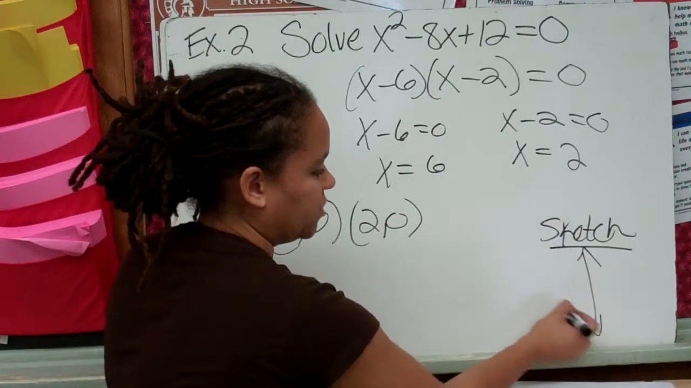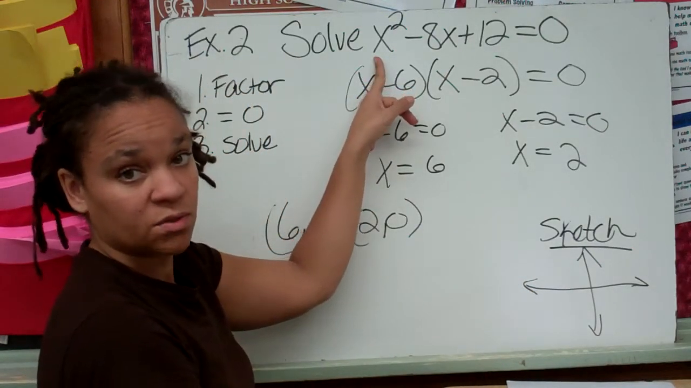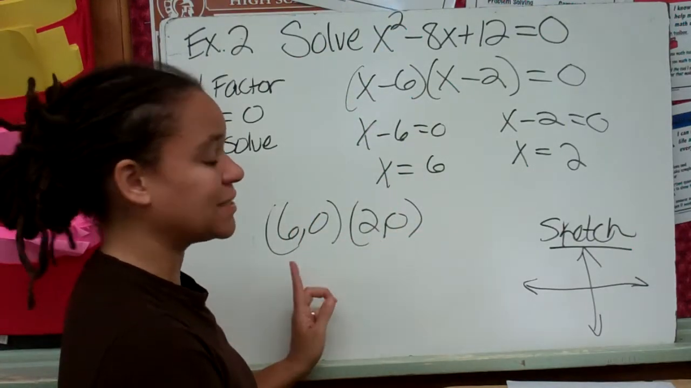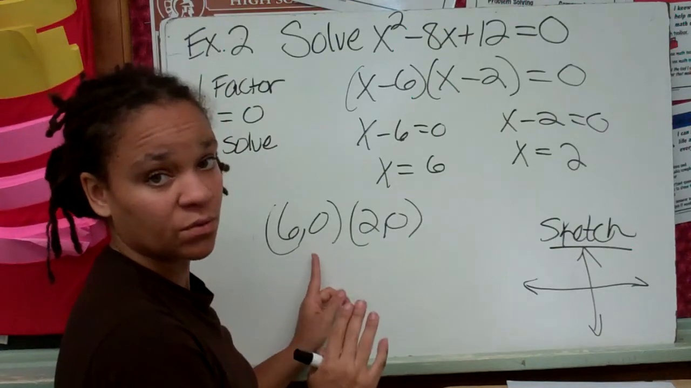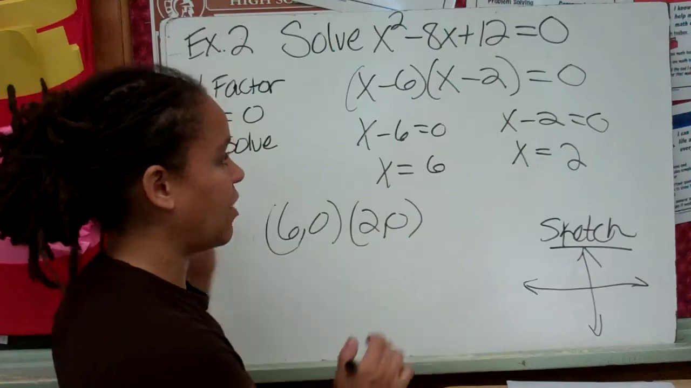If you were to sketch it, it's going to open up. So it's going to have a minimum somewhere down at the bottom. It's going to go through 2 and 6. So one time it's going to go through 2 on the x-axis, the other one's going to go through 6. I want you to sketch that, and I'll check it in your notes to see how it went.